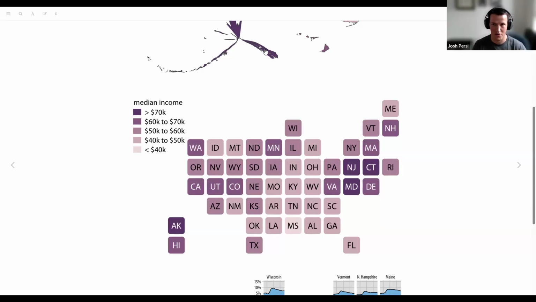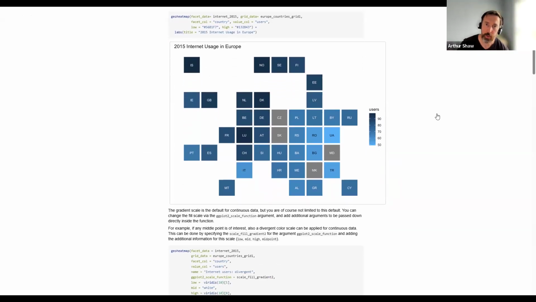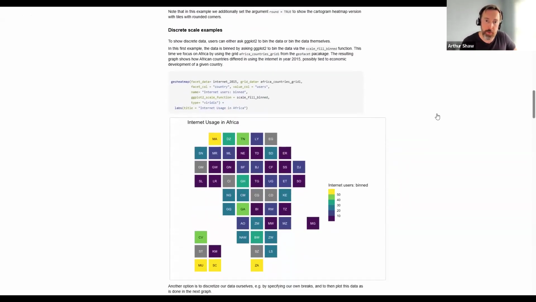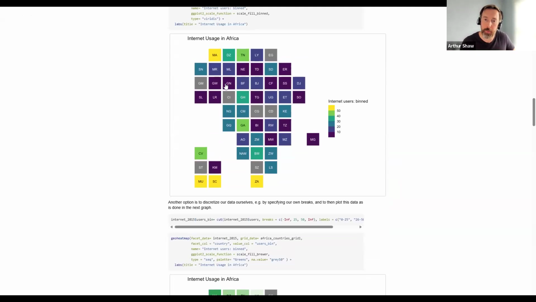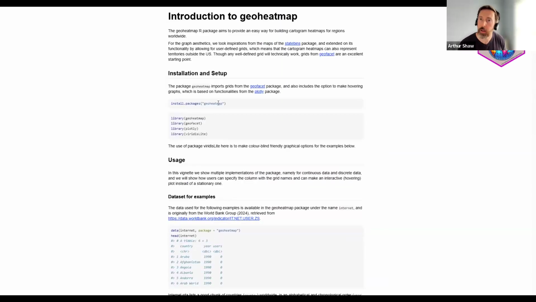Oh, Arthur just linked something. Arthur, do you want to share your screen if you want? I don't know if this is the exact one. I remember seeing something like this in the past, and I think they had Europe. There's some way that you could use the package to create your own, which to me was always an appealing idea, but I'm sure it would involve more effort than I would want to put in. So this is from the documentation of that package.